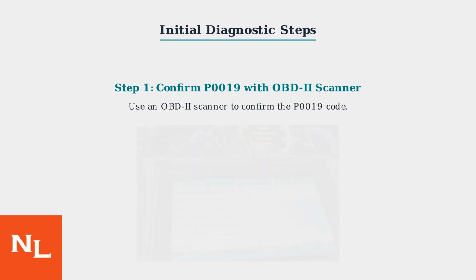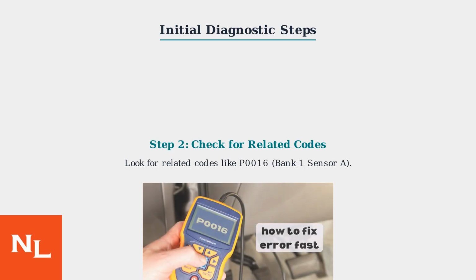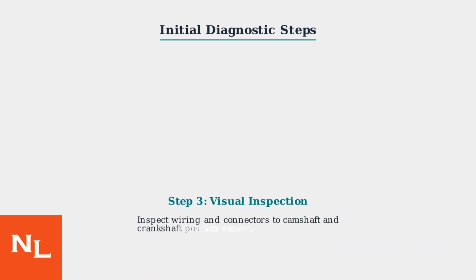Start diagnostics by using an OBD2 scanner to confirm the P0019 code. Next, check for related codes such as P0116 for Bank 1 Sensor A. Visually inspect the wiring and connectors to the camshaft and crankshaft position sensors for any damage. Use an oscilloscope to examine sensor waveforms for any irregularities. After initial checks, clear the code and perform a test drive. If the code returns, proceed to more in-depth diagnostics.